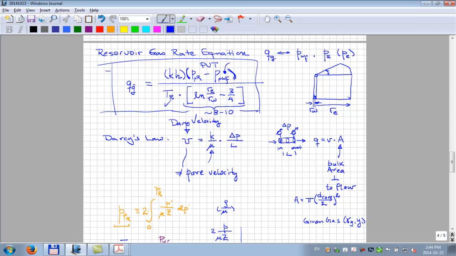That you can control from the surface. You can put a small choke, just barely let it go out. Okay, PWF is approximately equal to PR. You're not making much money. You put a big choke, open it to the atmosphere, you get a low bottom flowing pressure, you get a lot of rate. So you have control over the PWF. PR, you're stuck. Only thing we can control is PWF.